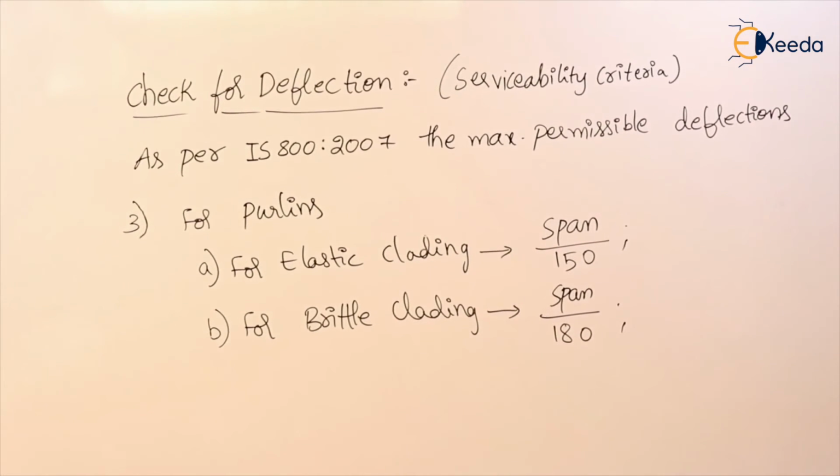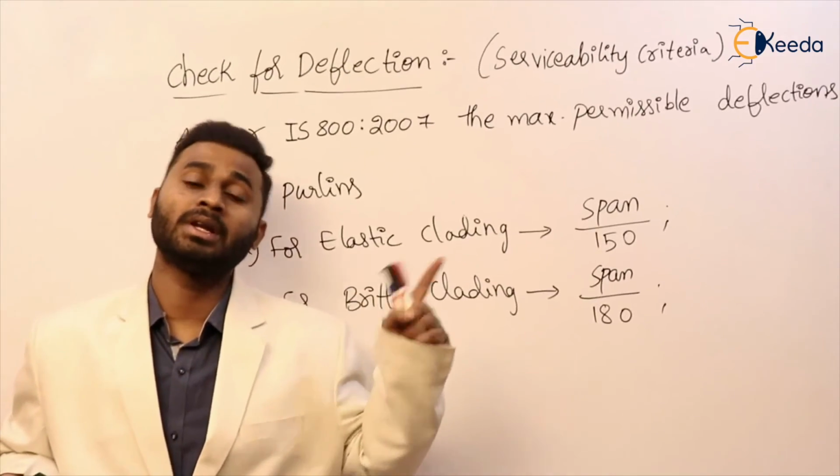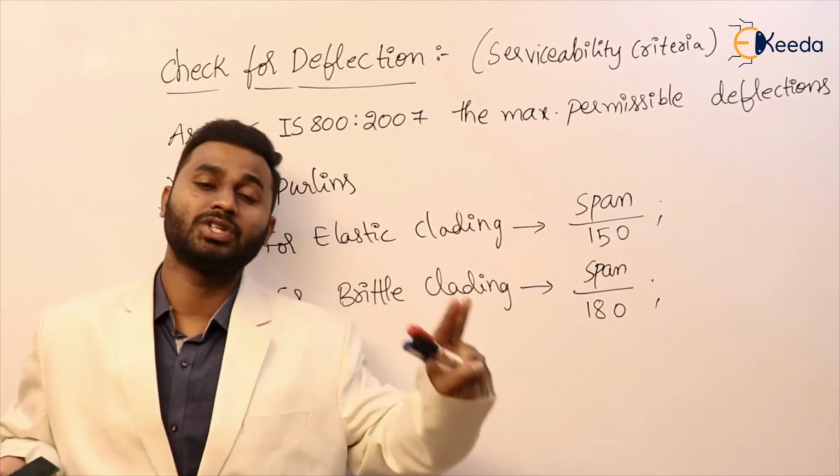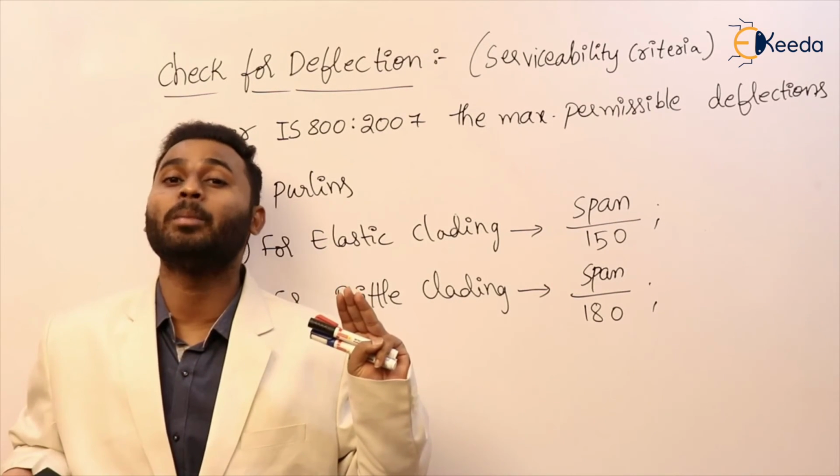So these are the three criteria. So far we have discussed the design of beam in bending, design of beam in shear, and design of beam in deflection. These three criteria are called the primary criteria.